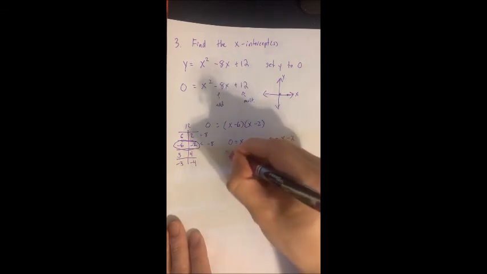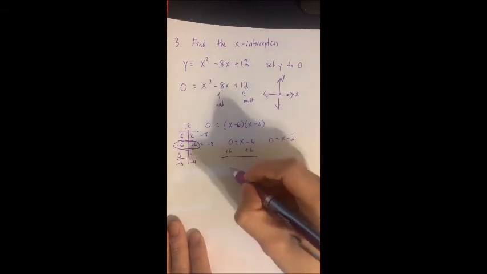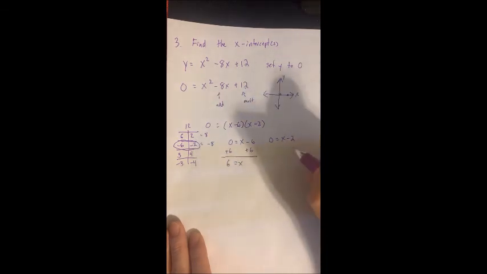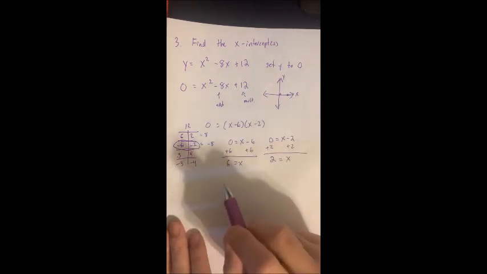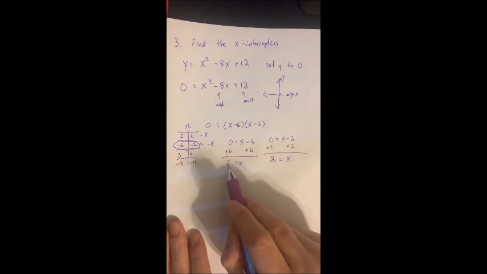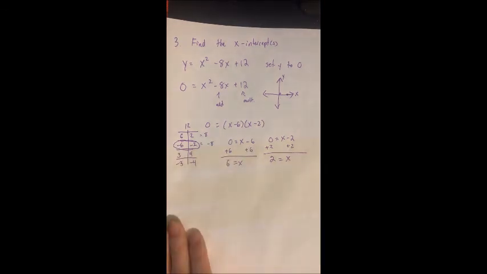So I'm going to add 6 here, add 6. So 6 equals x over here, plus 2, plus 2. So 2 equals x. So we found our two intercepts here. It's going to be 6 is one intercept, 2 is the other. So that's what you're going to plug in as the answer on your online homework.